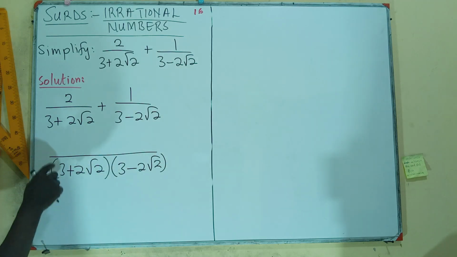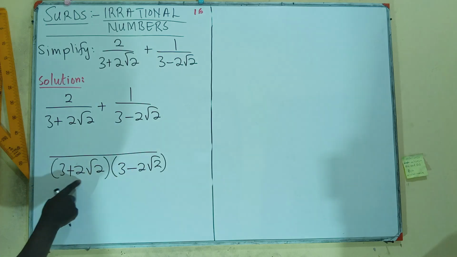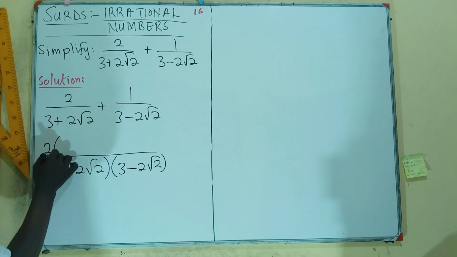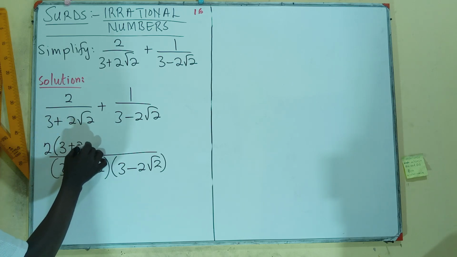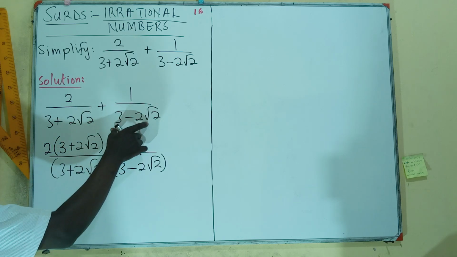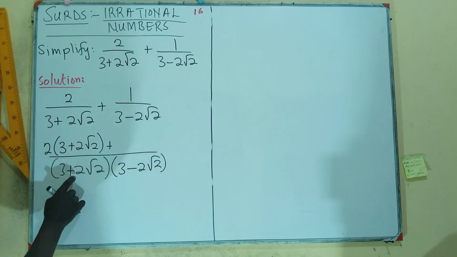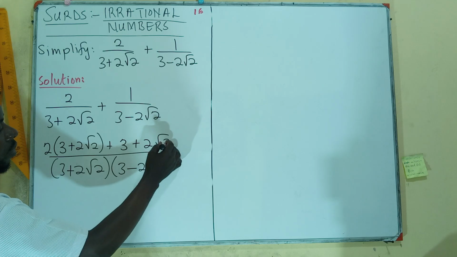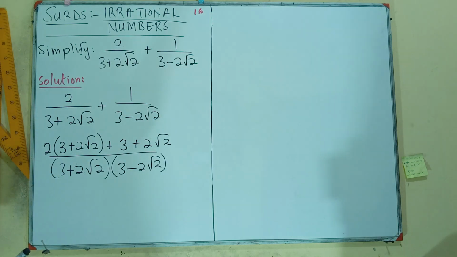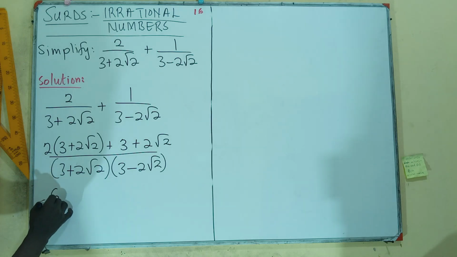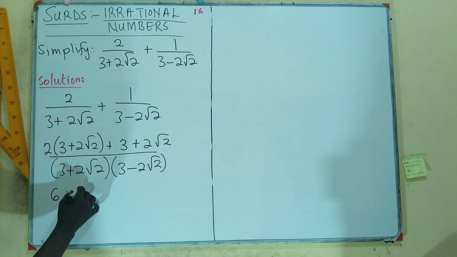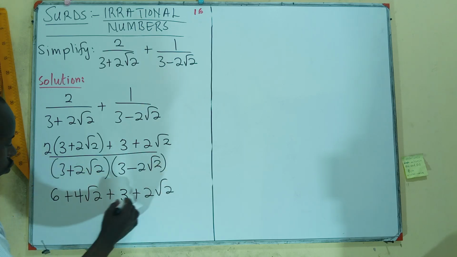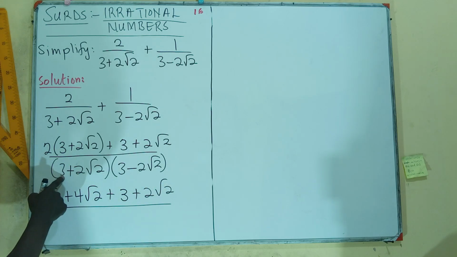It means that when this divides this, it cancels itself, remaining the one with the minus, which will multiply the 2, meaning 2 into bracket 3 plus 2 root 2. When this also divides the whole of this, it cancels itself, remaining this multiplying 1, which will remain 3 plus 2 root 2. Let's expand the top there. 2 times 3, 6. 2 times 2, 4 root 2, plus 3, 2 root 2.